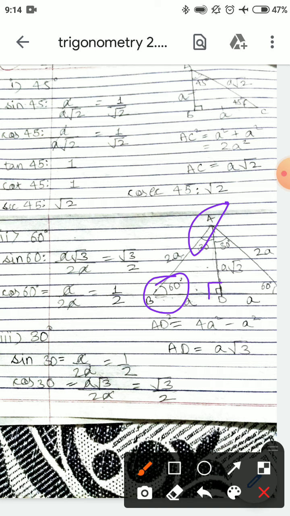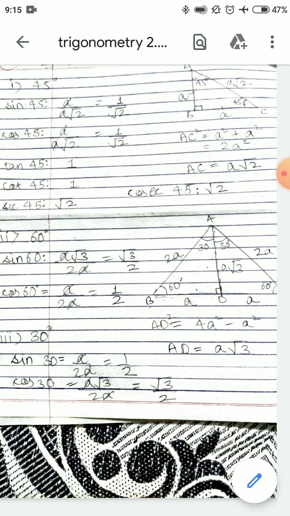So by Pythagoras theorem we can find the length of the perpendicular, that is AD, because the length of AB is given. It was an equilateral triangle, so AB was 2a. BD is also given because we have drawn a perpendicular bisector AD on BC, so that's why BD will be equal to a.